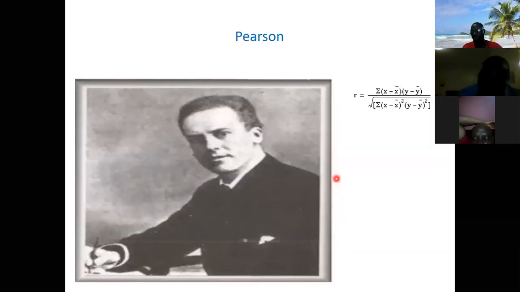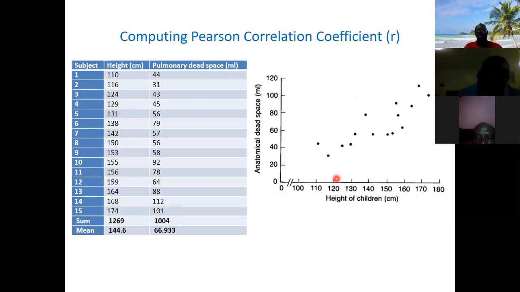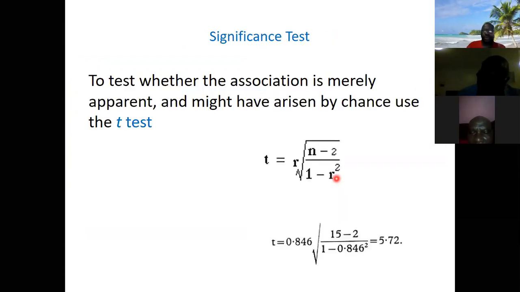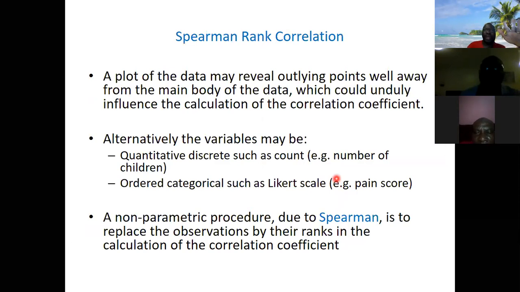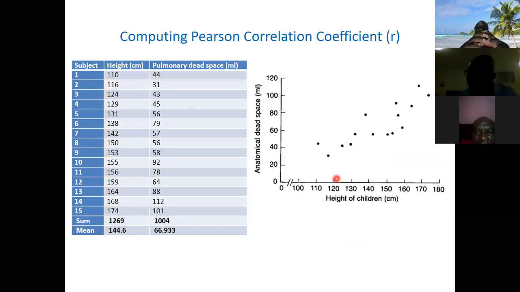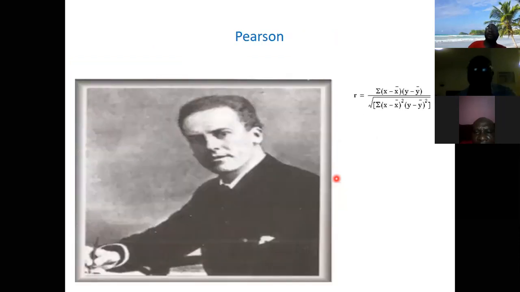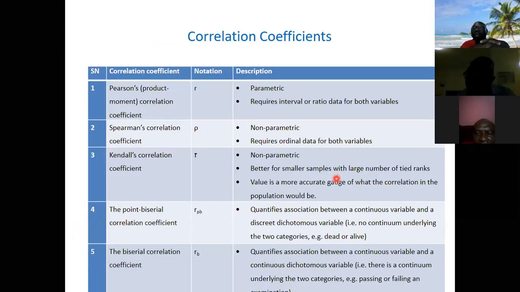I think I will stop here, because maybe by Tuesday we talk further on how to compute, then talk about some other things about correlation. So we still look at the difference between Pearson, Spearman, and even Kendall. Look at different ways of computing them.